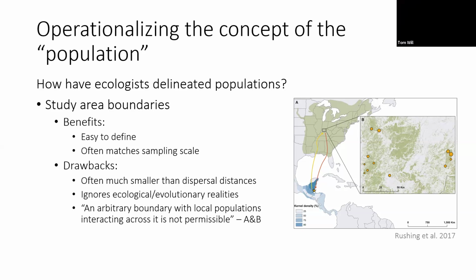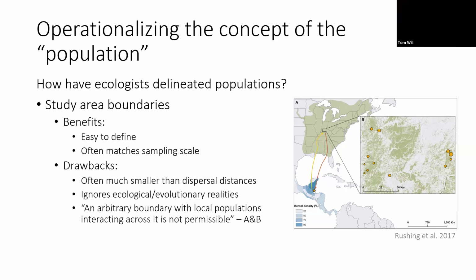But that's the way we kind of define populations in this study. And that has some drawbacks, right? Usually the scale of our study sites is much smaller than the scale that individuals are dispersing. So they're moving in and out of our populations, which goes against the definition from Andrewartha and Birch. Of course, the boundaries are usually arbitrary with regard to other ecological and evolutionary processes that are operating.